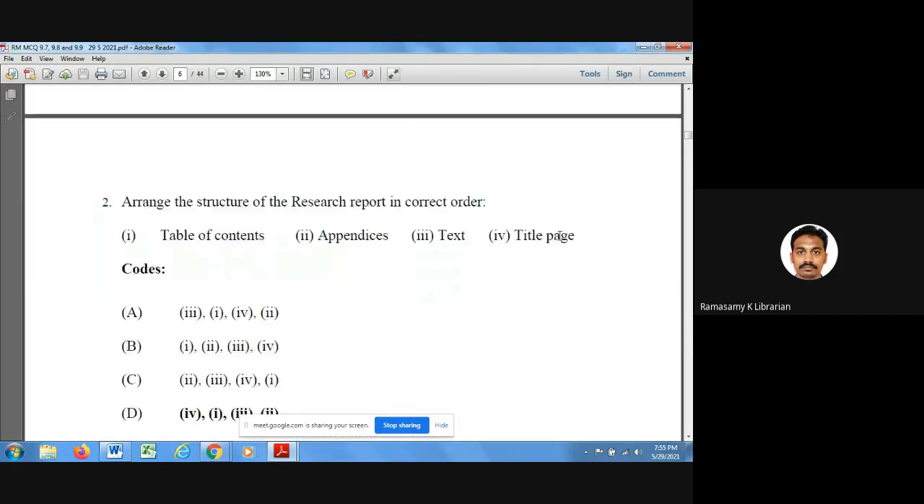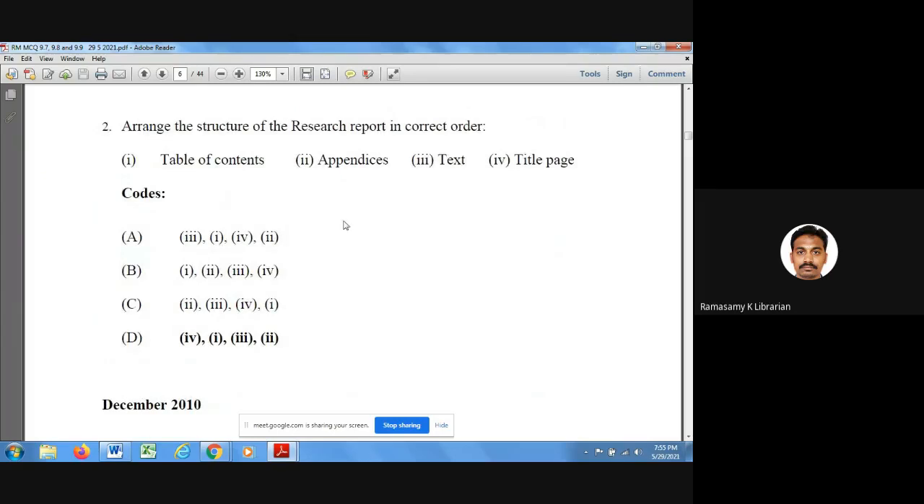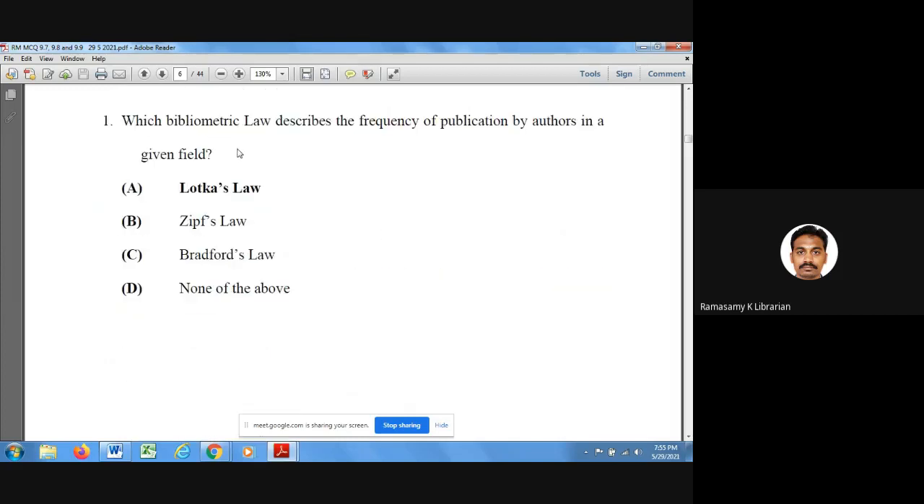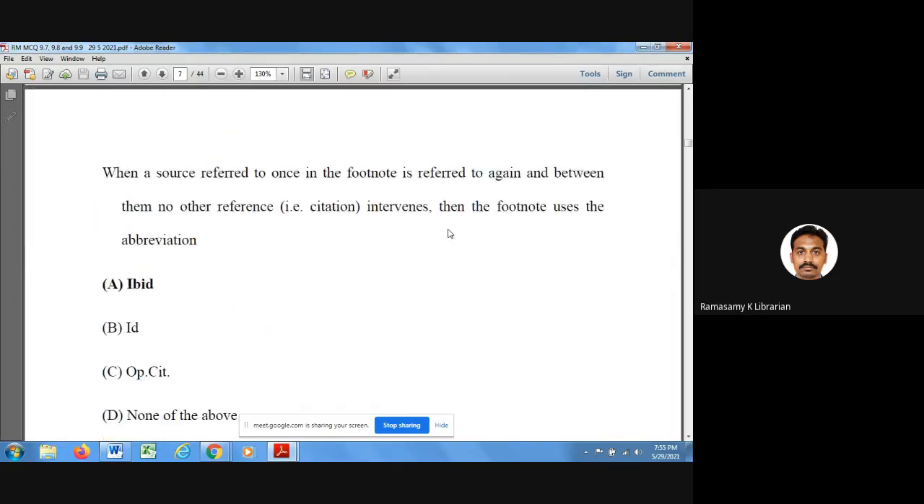Fine. Okay. What is the order of items in the research report? You know very well. We have a title page first. Then we have table of contents. We have text, maybe in 3 or 4 or 5 chapters. Then comes appendices. That is the order. You know that. Which bibliometric law describes the frequency of publication by authors in a given field? You know, Lotka's law, and I tell you, it's very clear.